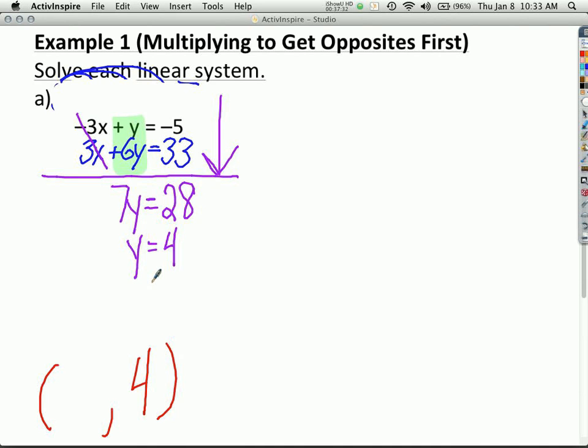Do I have a brave person who's willing to plug it into the second one for us? Go ahead, Mark. You're going to be the brave person. Deja, you're going to be the brave person. You're going to both plug it into the second equation. Everybody else, we're going to plug it in together into the first one.